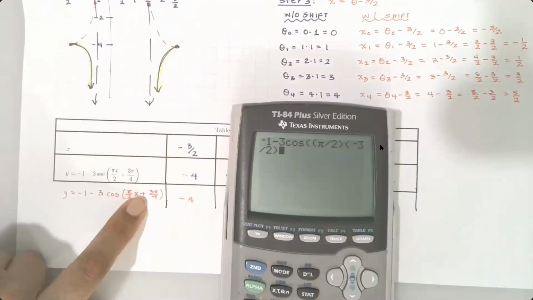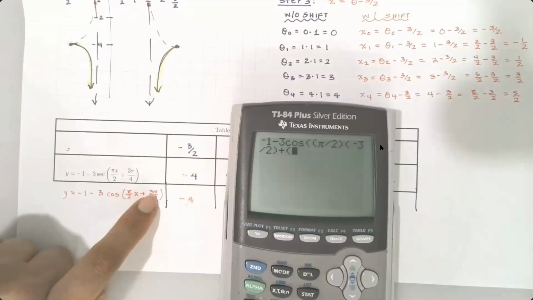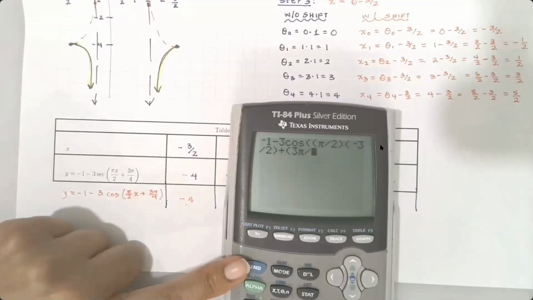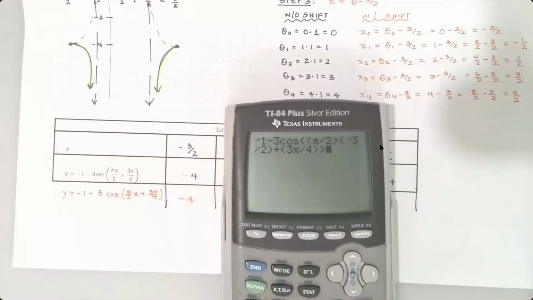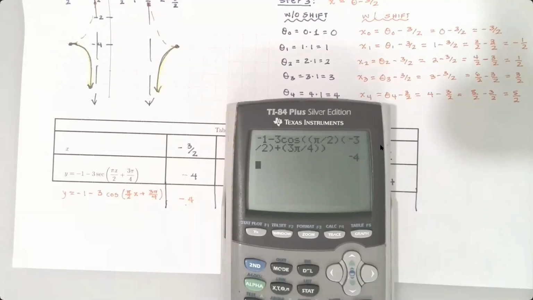Then we have plus, and I'm going to start using parentheses, open parenthesis again here, because I want to write the 3 pi over 2 as one group, one fraction that should be computed independently of anything else that's going around it. And so when we do that, we get this first one of -4.